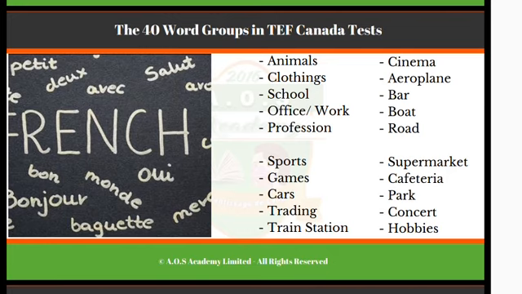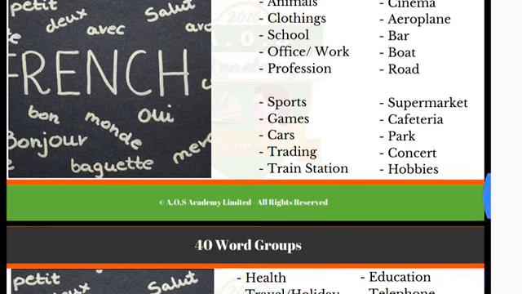Learn them. Aeroplane, the thing that deals with transportation. Bar, where people go to drink, things like that. Learn about them. Boat: what exactly do you need to know when it comes to marine transport? Road: what exactly do you need to know? The car, the vehicle, the lorry, words like that, you need to learn them. Sports, games, cars, trading, train station, supermarket, cafeteria, park, concerts, hobbies. You need to learn all those.